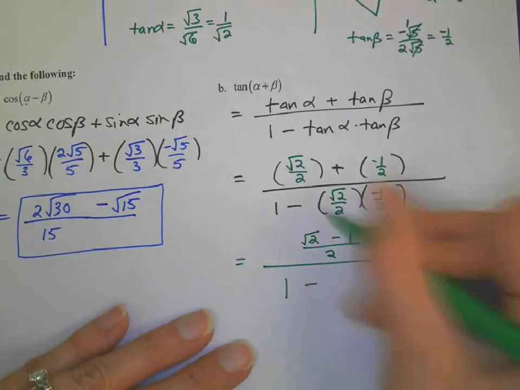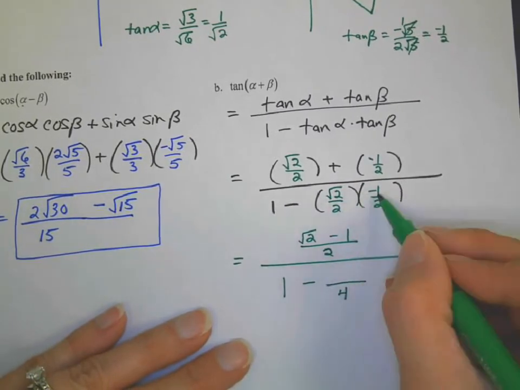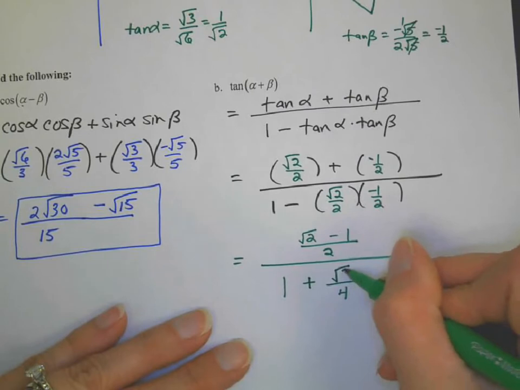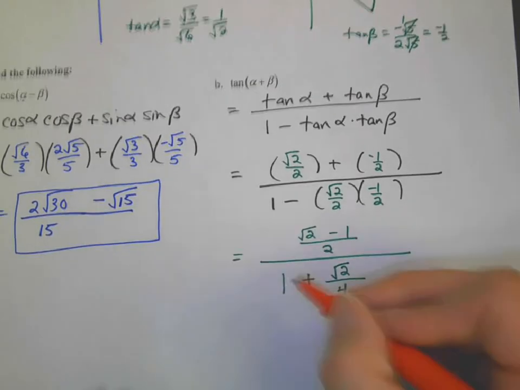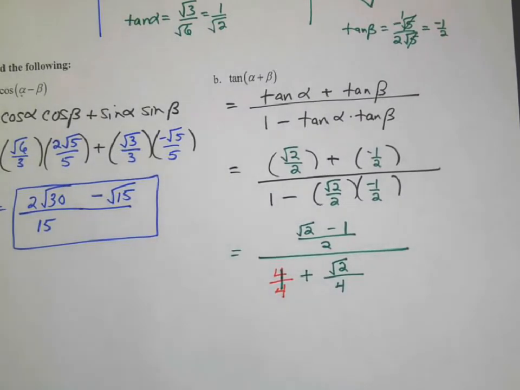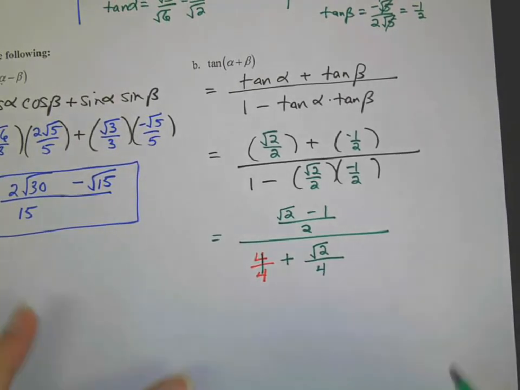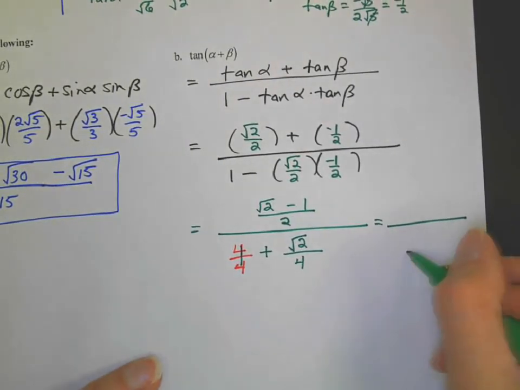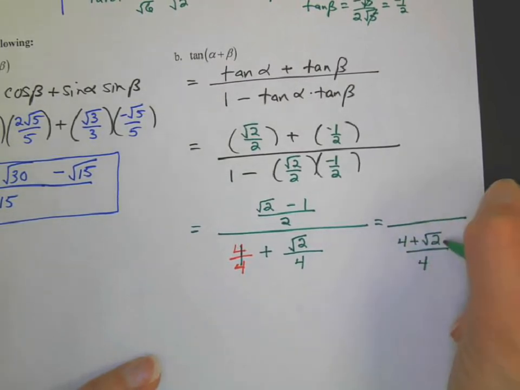1 minus, let's multiply these together. What's 2 times 2? 4. And the numerator there is negative radical 2. So let's change this to plus radical 2. How do you think I should write that 1? Okay, you've got to take out your red pen and change the 1 to 4 over 4. Excellent. So now we've got a common denominator of 4. So how does our fraction look now? We have a big fraction bar. The denominator's denominator is 4, and this is 4 plus radical 2.